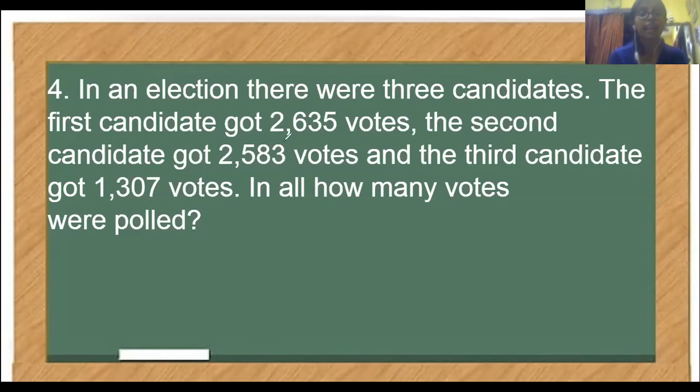The first candidate got, let's write units, tens, hundreds and thousand. जो पहला कैंडिडेट था उसको 2,635 वोट्स मिले. Alright, the first candidate got 2,635 votes.